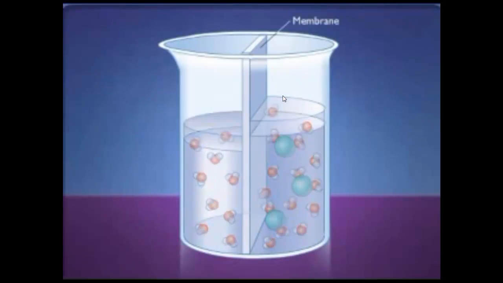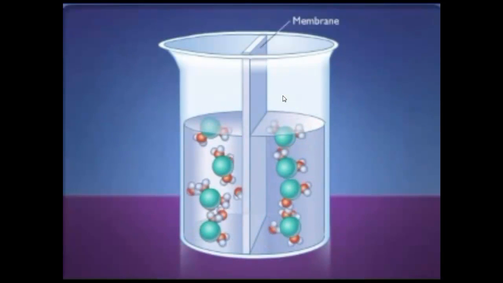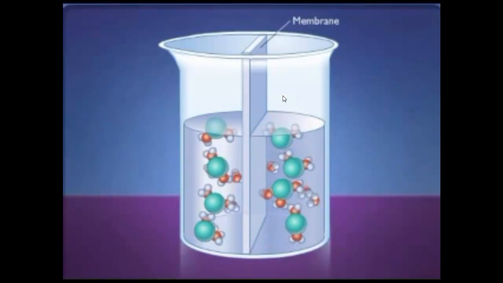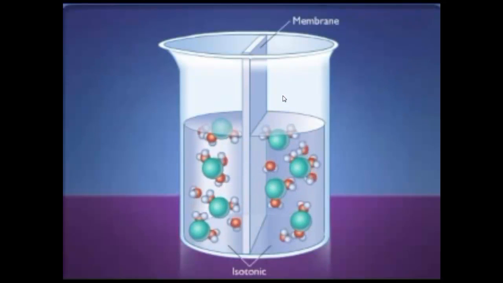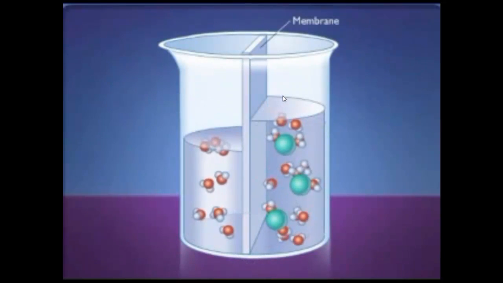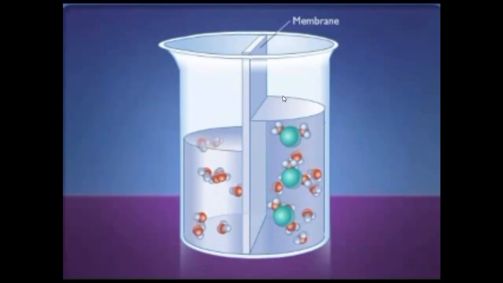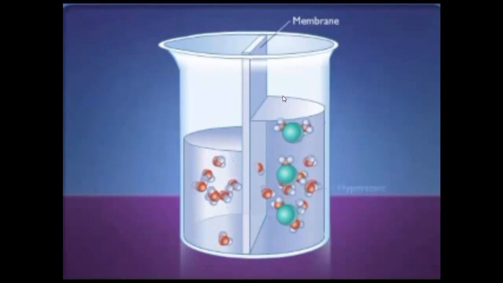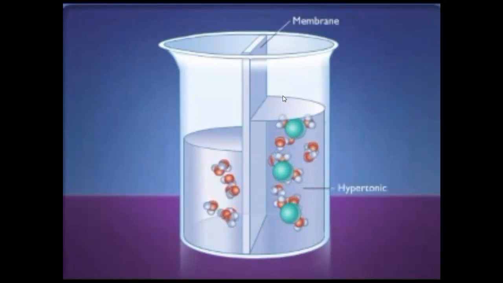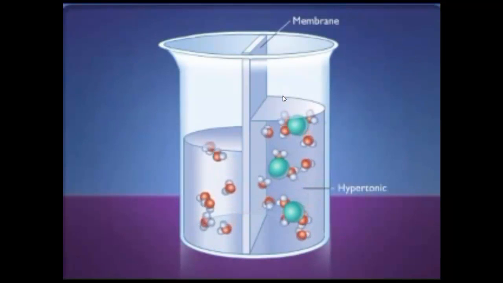If the osmotic concentrations of two solutions are equal, the solutions are isotonic. However, when the solutions have unequal osmotic concentrations, the solution with the higher concentration of solutes is hypertonic, and the solution with the lower concentration of solutes is hypotonic.